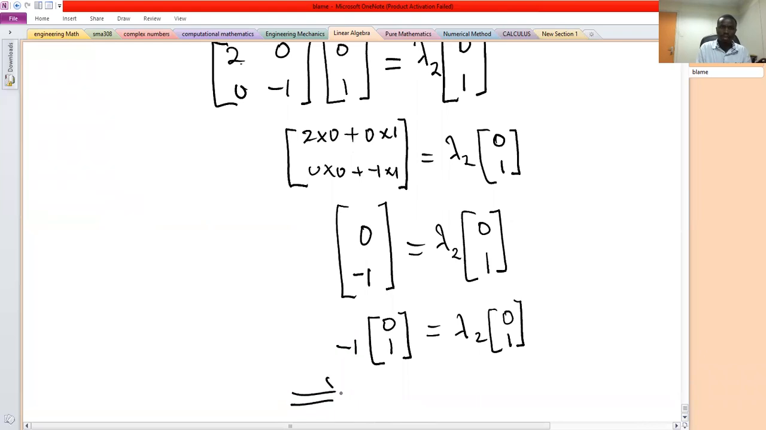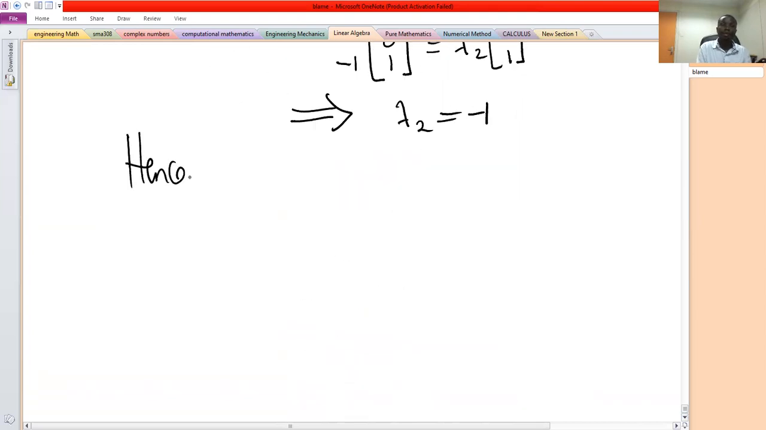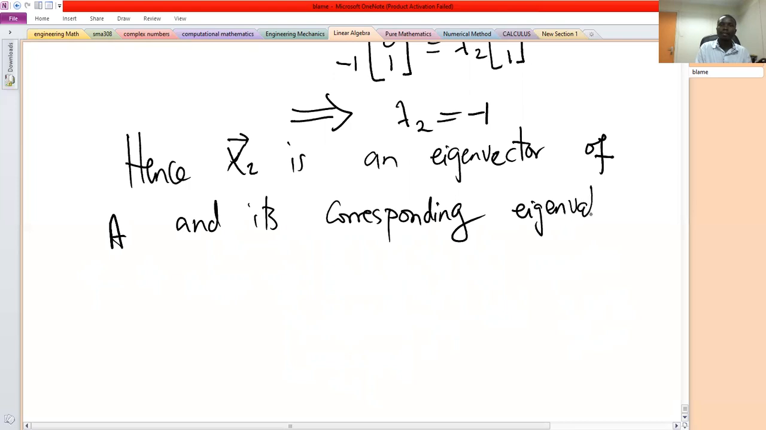So this indeed confirms that lambda 2 is negative 1, and hence x2 is an eigenvector of A and its corresponding eigenvalue is lambda 2, which is negative 1. So that's what we have.